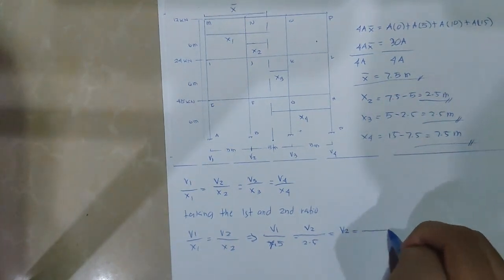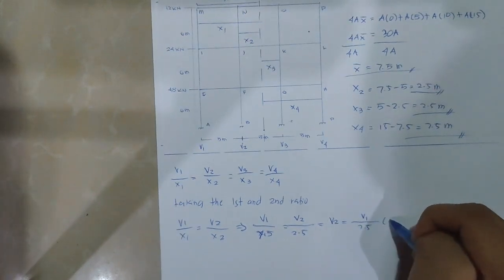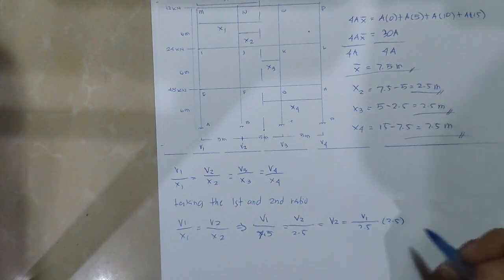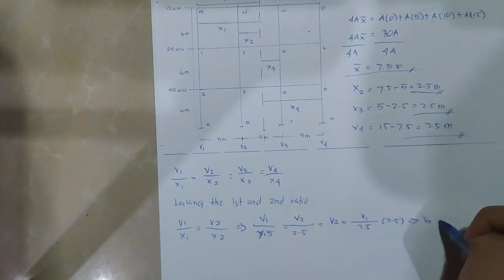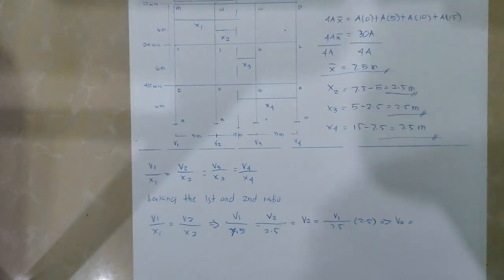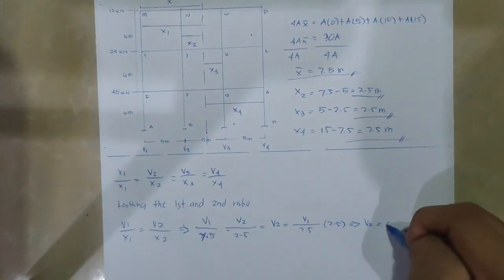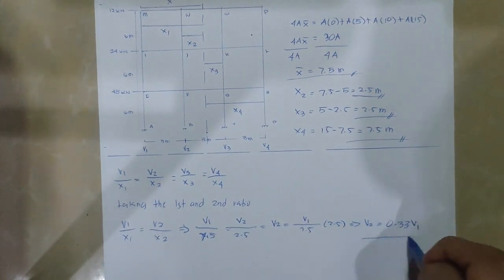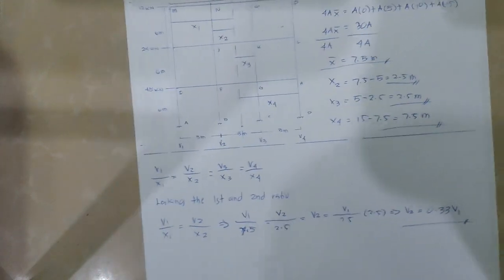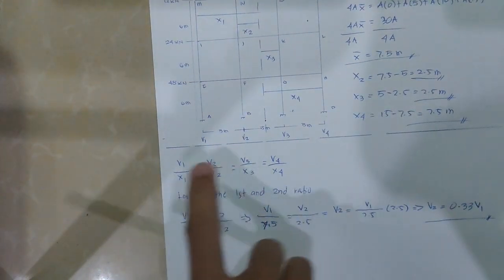We just input it in our calculator. V1 over 7.5 times 2.5. So V2 is equal to 0.33 V1. That is our V2. Next, let's get V3 in terms of V1.